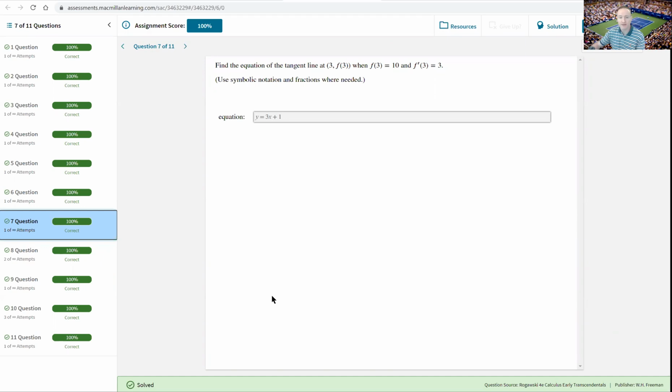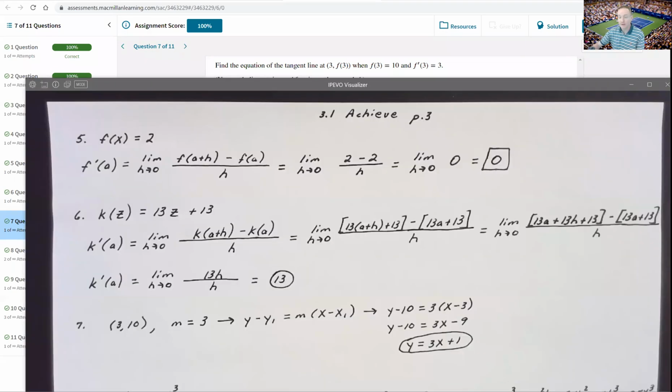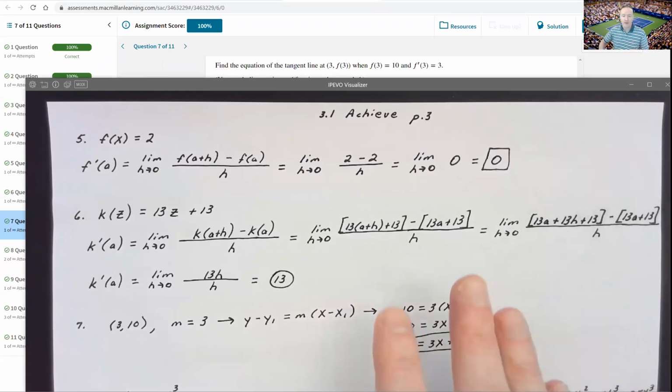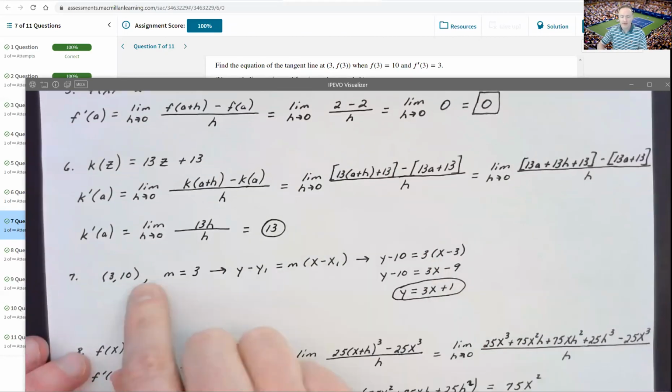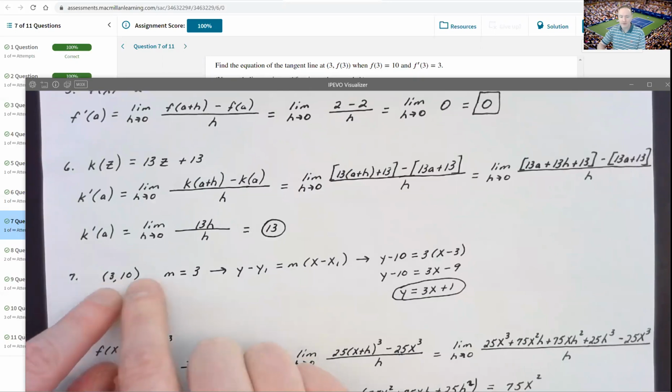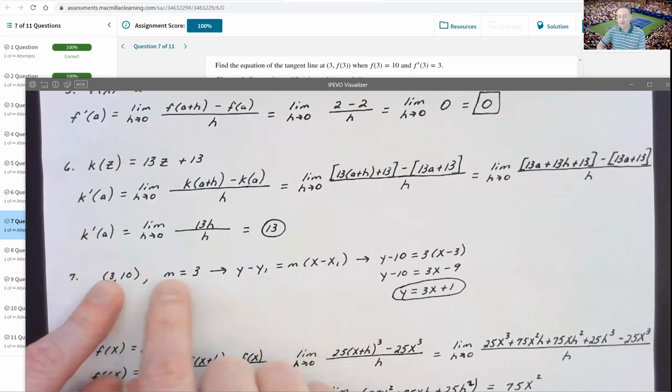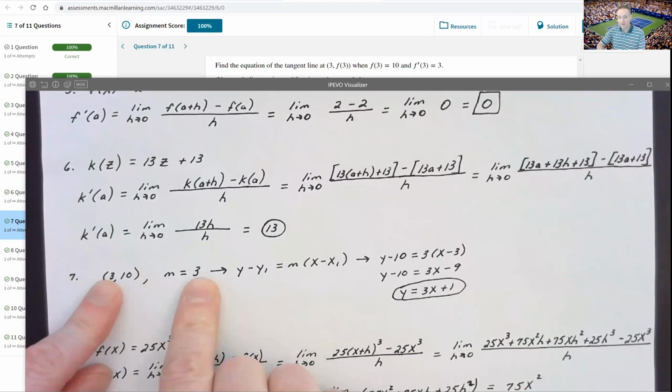It wants us to find the equation of the tangent line at 3, f of 3, and then it tells you that f of 3 is 10, and that f prime of 3 is 3. Well, in order to get an equation for any line, you only need a point and a slope. So in this problem, they've already told me that f of 3 is 10. So I have the ordered pair (3, 10), and I know that the derivative at 3 gives me the slope at 3, which in my case is 3.